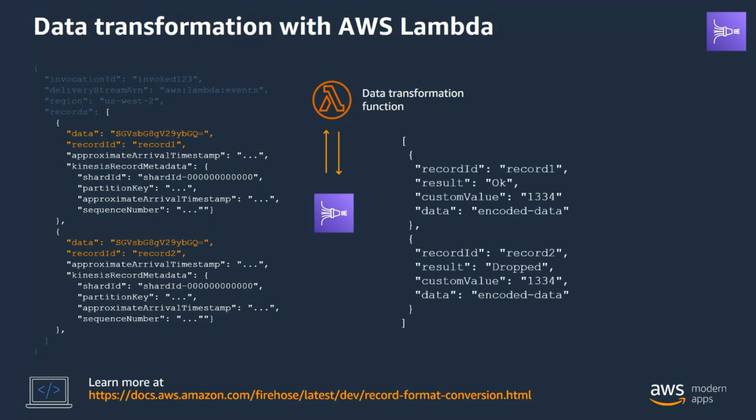The status is an attribute called result with the possible values of OK, dropped, or processing failed. In the returned payload, the data attribute must be base64 encoded. The transformed data is then sent back from Lambda to Firehose, and from there, it's sent to the destination once the specified buffering size or buffering interval is reached, whichever one happens first.